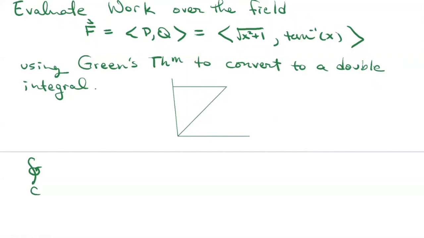Okay, so the top is y equals 1. The right is y equals x. Of course, that's on the right. On the left, it's x equals 0. And it has to have a counterclockwise orientation, like that. Okay, inside is region R, and on the outside is C.